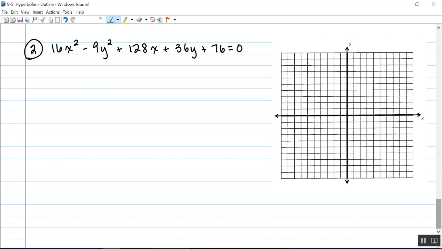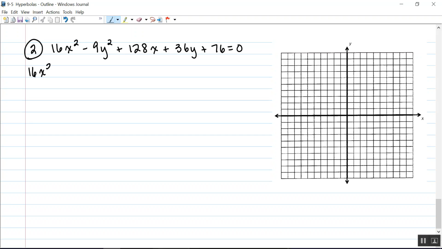And our last example here gives us the equation of a hyperbola in general form, so we need to put it into standard form so I can read off my center and my a and my b. So as we did with an ellipse, we're going to group together our x terms, group together our y terms, move our constant to the other side, and then complete the square.